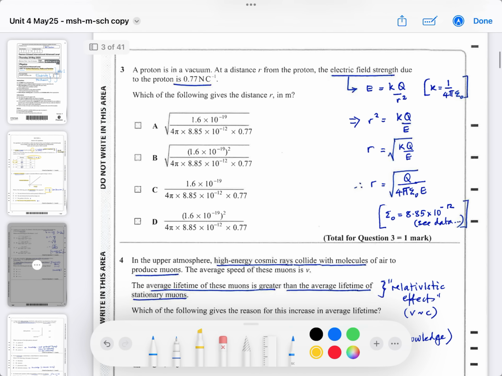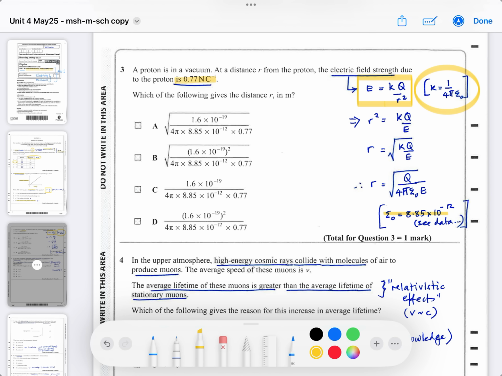Question 3. A proton is in a vacuum at a distance r from the proton. The electric field strength due to the proton is given in newtons per coulomb. Okay, now if you know electric field strength is a constant times the size of the charge divided by the distance squared, and where K is equal to the permittivity according to the following relationship. They give you both K and epsilon naught in your data sheet. Okay, so in the data sheet they'll tell you that epsilon naught is 8.85 times 10 to the minus 12, whatever units they are. Okay, you don't need to worry about that.